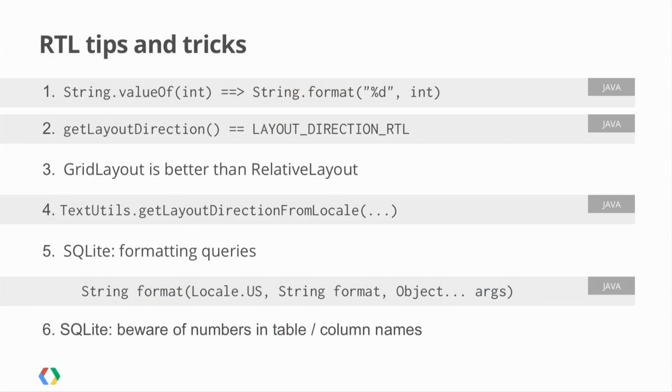Now let's talk about some tips and tricks. If in your code you are using the string value of an int, or any number, any type, you should remember that the format will be Latin. If you want a format corresponding to your locale, you should use format with %d as the first argument. As I said before, don't forget that get layer direction is available anywhere in a view. So you can say get layer direction equal layer direction RTL, and then you will know whether you're in an RTL context or not.